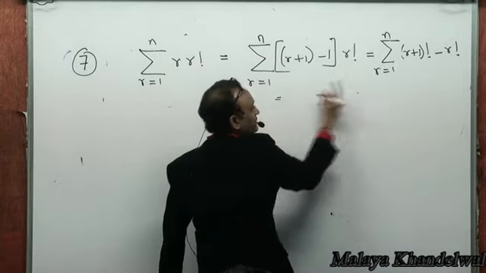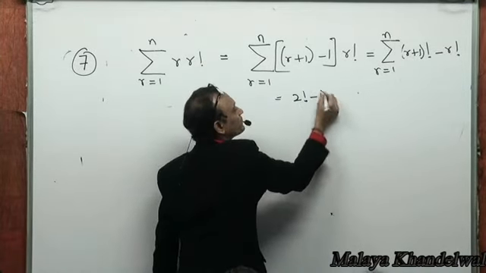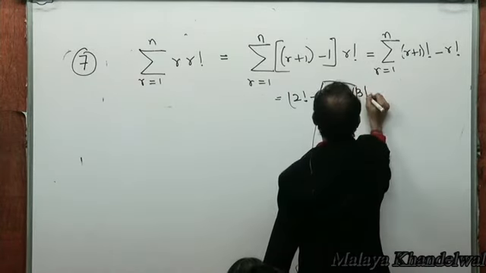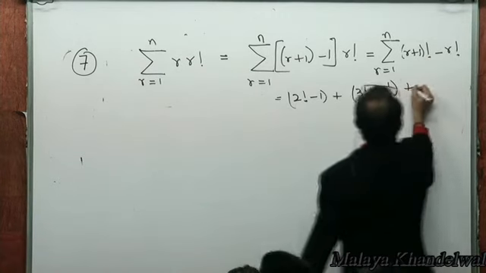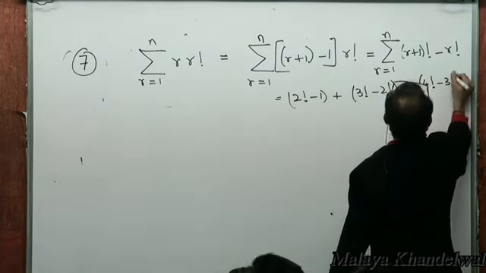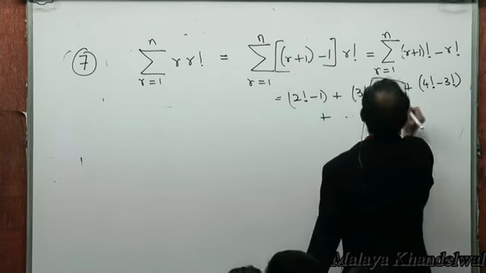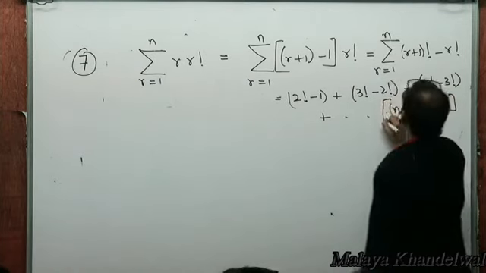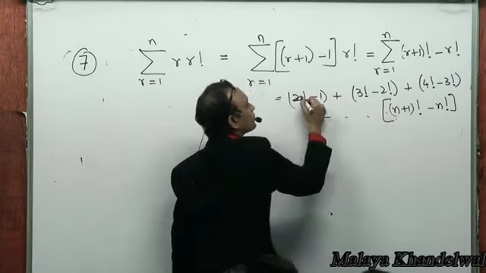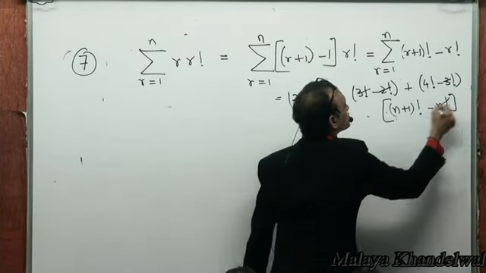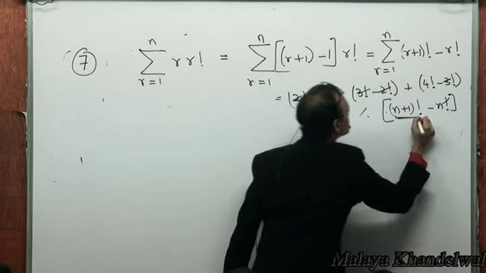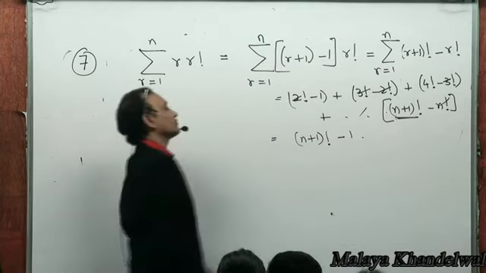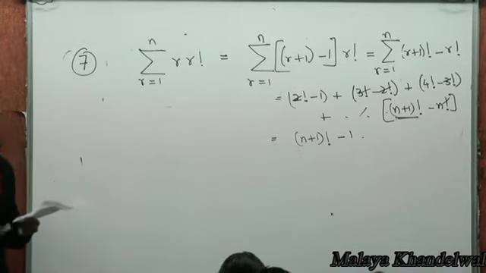So for r equal to 1, for example, this will become 2 factorial minus 1 factorial. For r equal to 2, it will become 3 factorial minus 2 factorial. Similarly, r equal to 3, it will become 4 factorial minus 3 factorial. R equal to n, it will become (n plus 1) factorial minus n factorial. And again, you can see there is a clear-cut telescopic cancellation of terms here. This would have got cancelled. You are simply left with two terms, (n plus 1) factorial minus 1. Right?